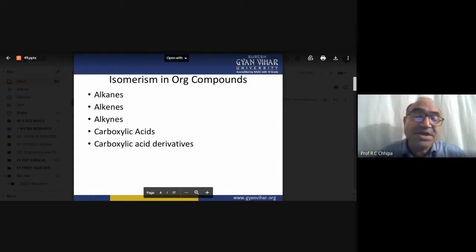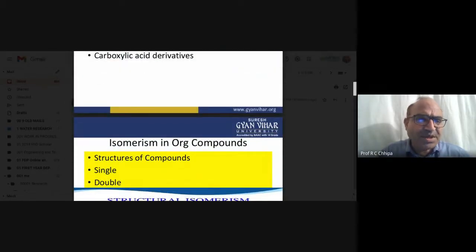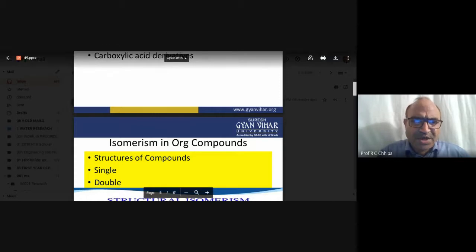There are certainly other derivatives also present, and a number of derivatives are available for the carboxylic acid. The simple one, the carbamide, whatever there may be, the anhydrides. Anhydrides means dehydration of the carboxylic acid, that is the removal of one water molecule from two carboxylic acids. So let's continue the isomerism in the organic compound.